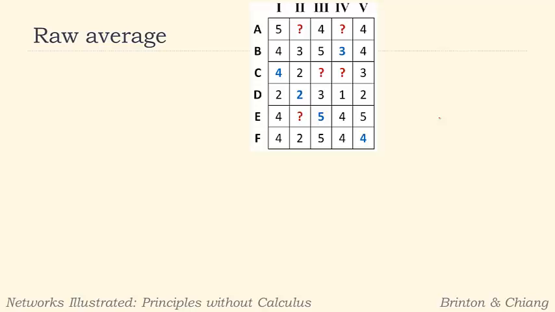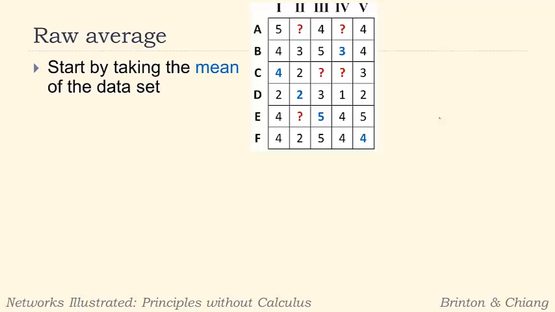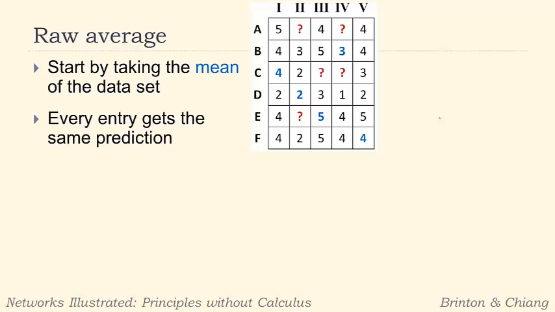So the first thing that we're going to try to do is really simple. We're just going to take a raw average, or the mean of the data set. As you can probably guess, every entry is going to get the same exact prediction. We're literally just going to take the mean of all the values, right? So add them up and divide by the total number. Sounds really simple, right? And so every entry is going to get the same prediction. We'll do that right now really quickly.